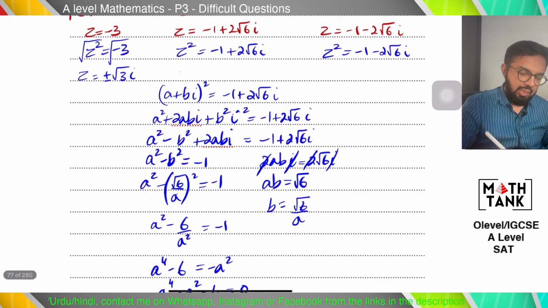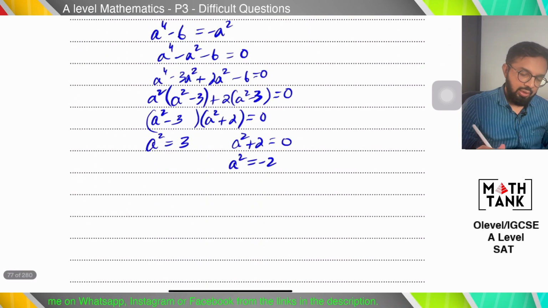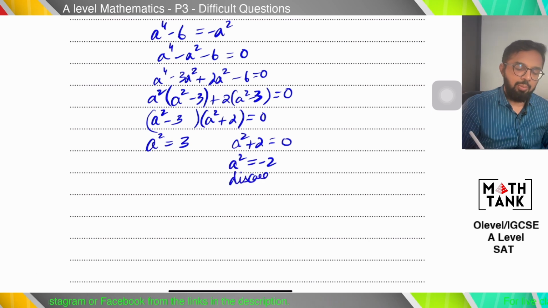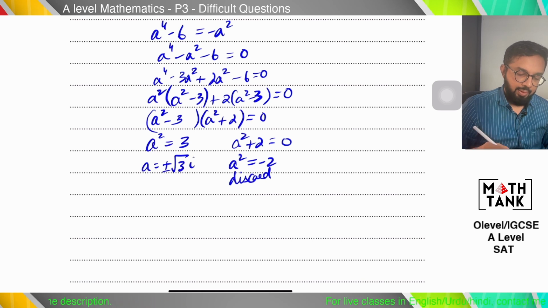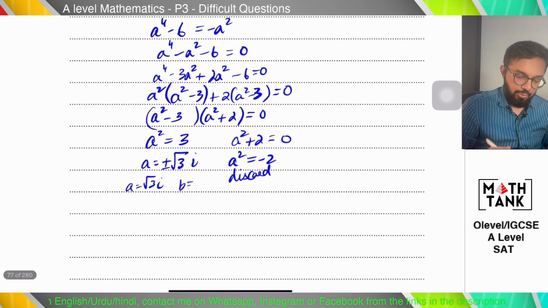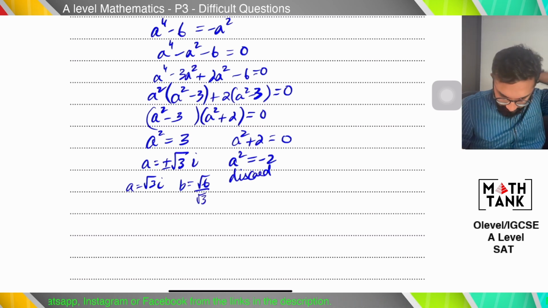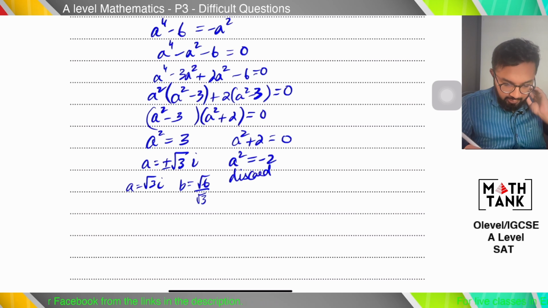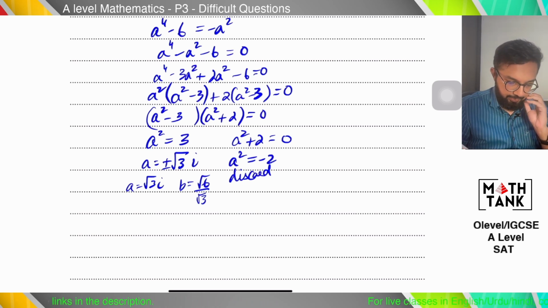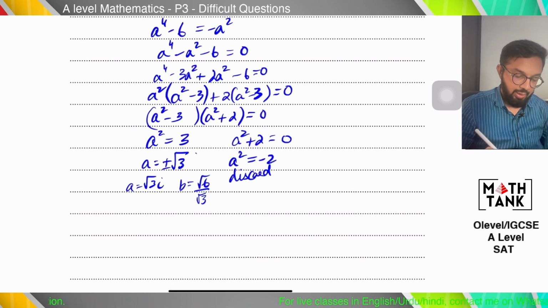Now I've kept a as the real part, so I want real answers, so I'm going to discard this. Maybe it's going to turn up in the next one. So a could be plus minus root 3i, yeah, okay, plus minus root 3i. So if a is root 3i, then b should be root 6 divided by root 3. Sorry, this won't have an i, my bad. Okay, plus minus root 3.